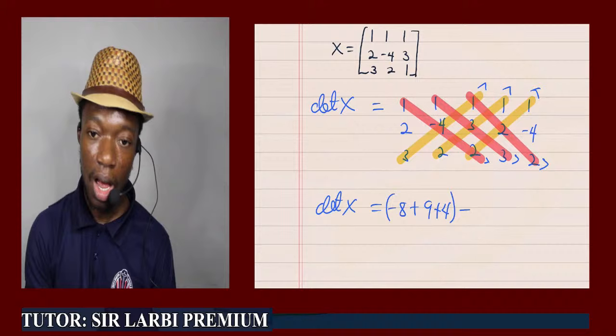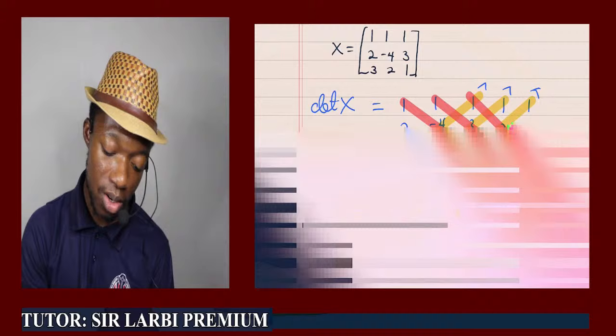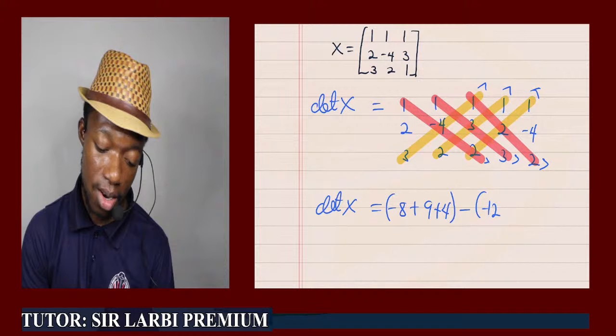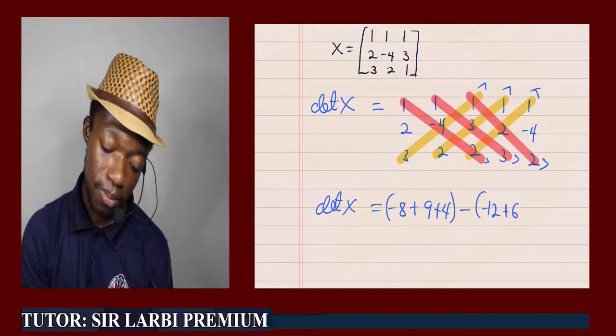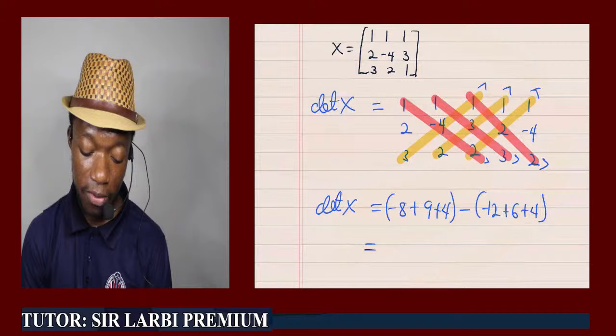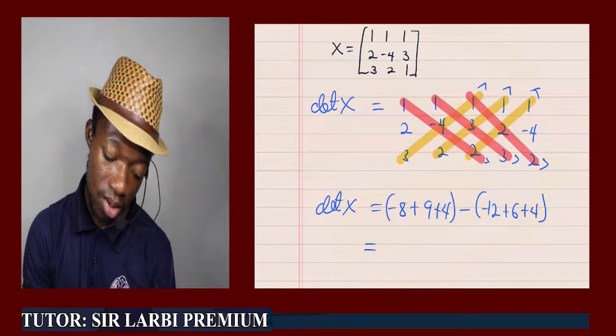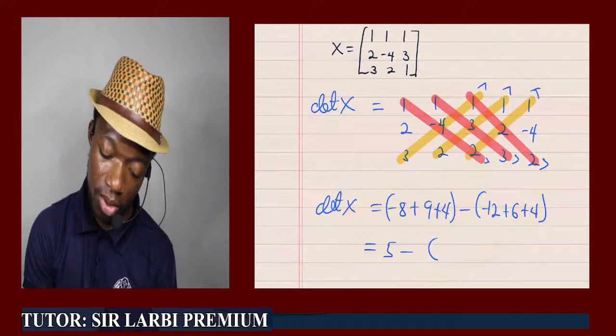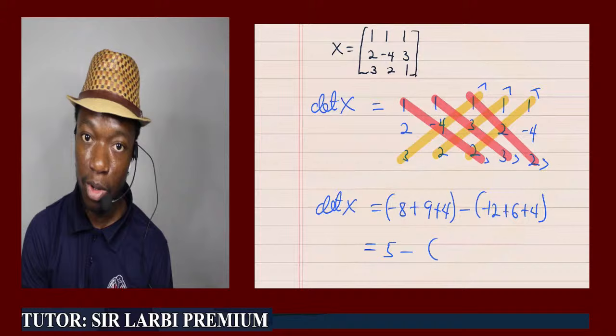So 2, 3 multiplying negative 4, you're supposed to get negative 12. And then 2 multiplying 3, we're supposed to get plus 6. And then 2 multiplying 2 multiplying 1 is supposed to get plus 4. So we do the comparison. Negative 8 plus 9 is 1, and 1 plus 4 is 5. Compare that to negative 12 plus 6, which is negative 6, plus 4, you are going to get negative 2.